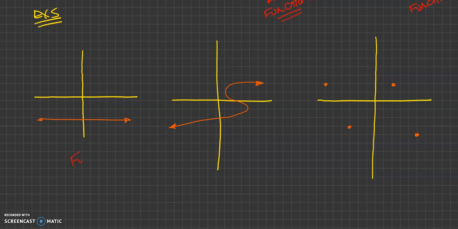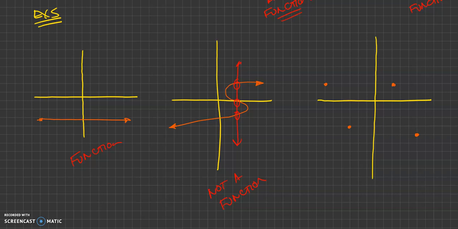This is a function. Does it pass the vertical line test? Yes, it does. Can it be written in the form of y equals mx plus b? Yes, it can. Number 2, here's my vertical line. Look at that. It strikes it in 3 different places. Not a function. It fails the vertical line test. In this case, I'm going to have an input that gives me 3 different outputs. That's not going to work.